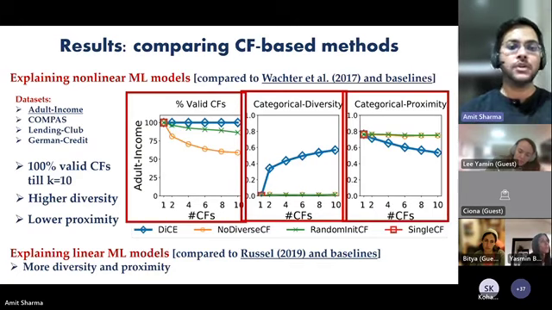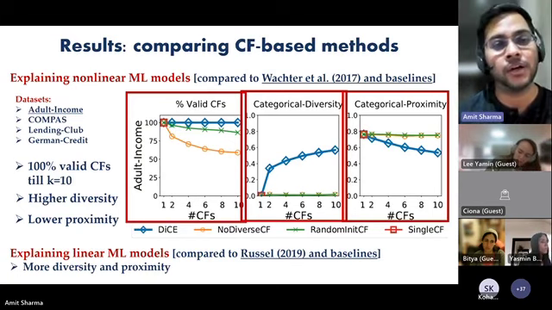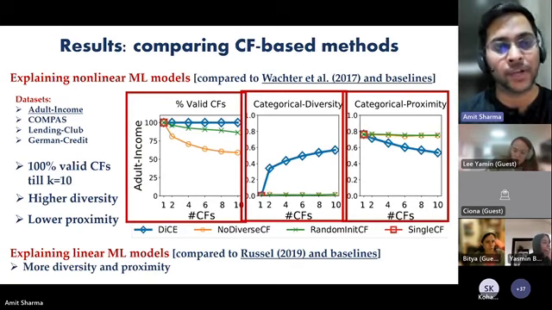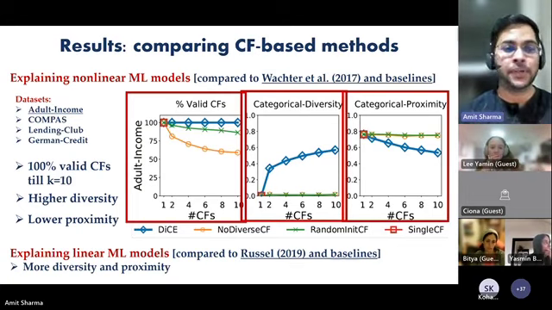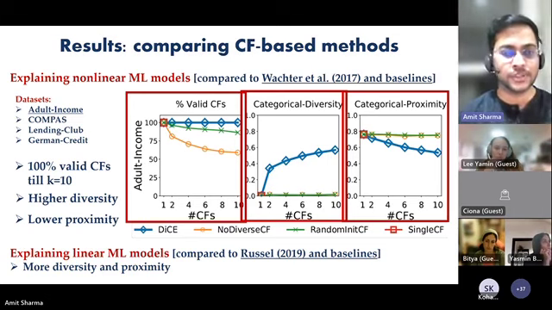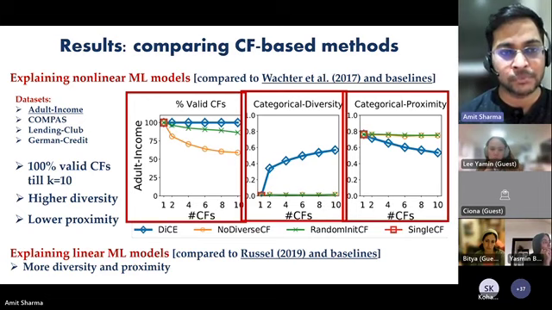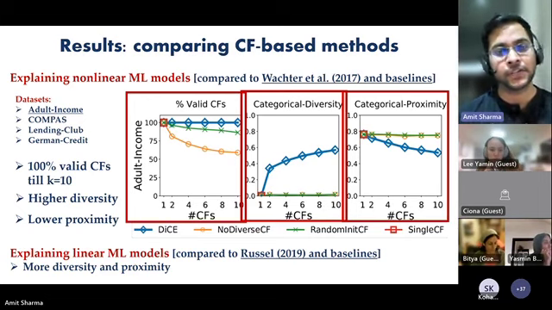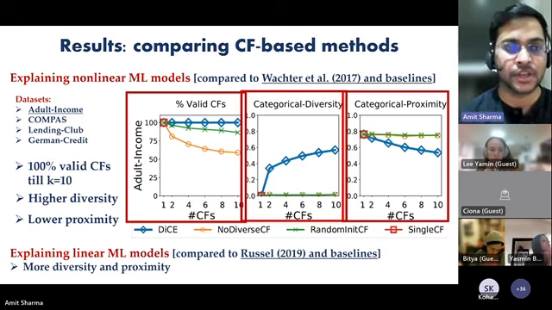So we compared these to a couple of different methods. The first few methods that we compared to were based on linear programming and also on gradient descent, but not looking at diversity and other kinds of proximity attributes. So here we found that DICE, which is our proposed method, was able to get more valid counterfactuals while also having more diversity and more proximity to the inputs.